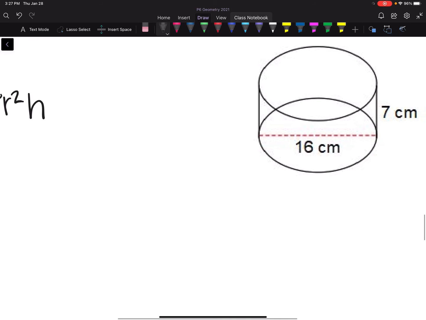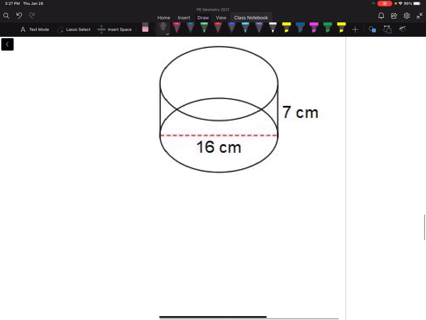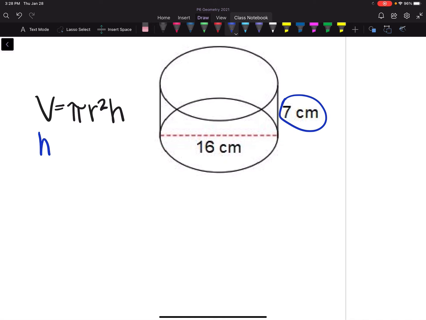In our second example, sliding over, this one's a little bit different because we've got some extra information in here. So again, I'm going to copy down our formula, pi r squared h. My height in here is the 7 centimeters. The radius, we have to do some calculating to find.